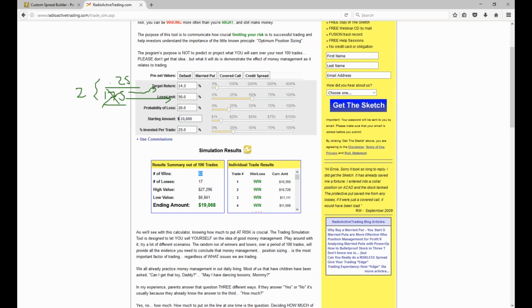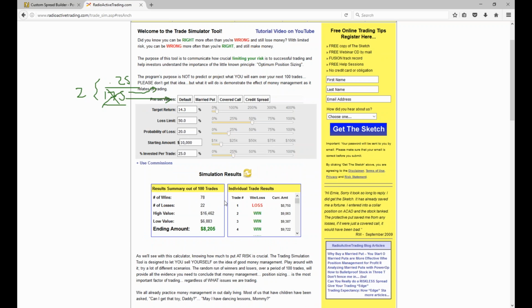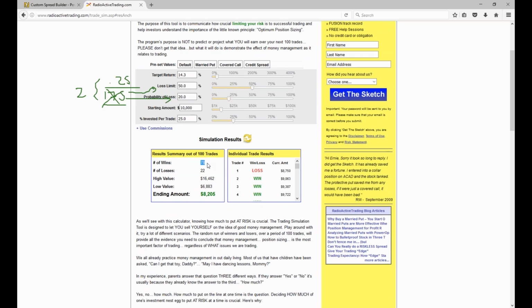Now here we see that if we have 83% winners, with an 80% probability, 83% of the time we win, and we only lose 17% of the time. At one point we took the $10,000 after 100 random trades. We might have dropped down to a 32% loss, $6,800, but we almost doubled our money.